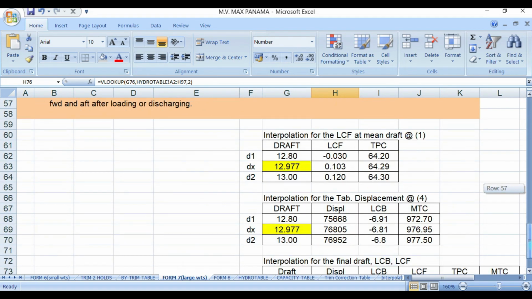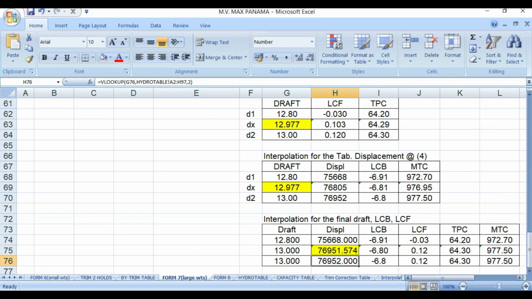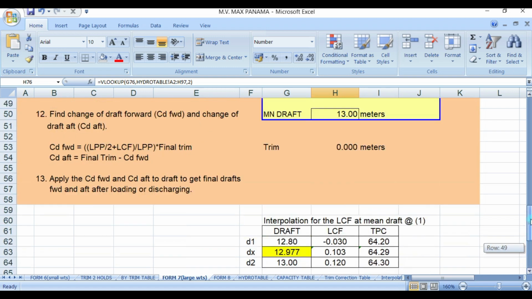So the value of this displacement will be 13 meters, and the LCB of this displacement is negative 6.80, and the LCF will be 0.12, TPC will be 64.30, and MTC will be 977.50.